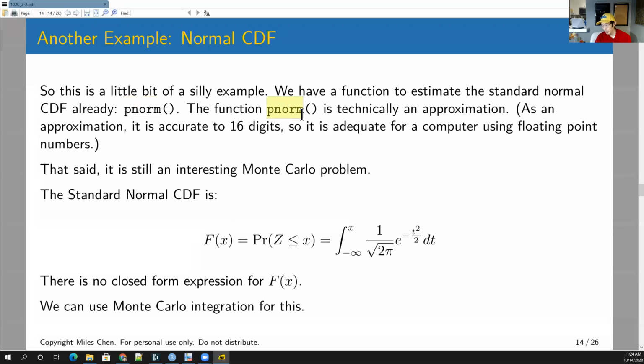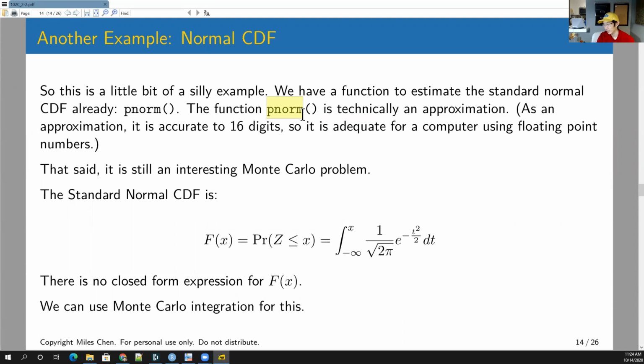But I don't know if you knew, but p norm on the computer is technically an approximation. It's accurate to 16 digits, so that, on our computer where we're using floating point numbers, being accurate to 16 digits is about the limit of floating point numbers anyway. So if p norm is accurate to 16 digits, that's fine. But if you needed something more precise than 16 digits, p norm is not going to be able to do it, okay? Because it's technically an approximation.